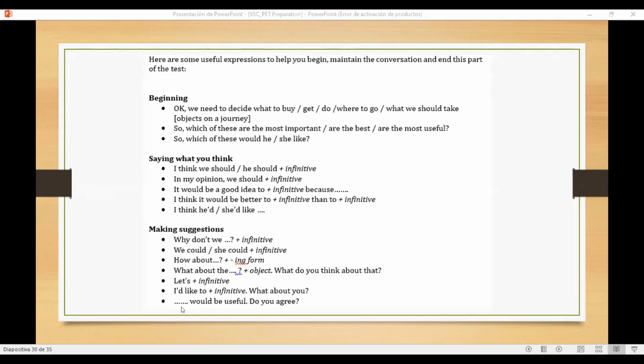Look at this, guys. Here we have some expressions we can use in order to start the conversation, to maybe say what we think, or to make any suggestions. Sí, acuérdense que estábamos dando sugerencias, ¿no? ¿Y qué les parece si seleccionamos esto o mejor esto? So we can use this kind of phrases. Podríamos utilizar cualquier tipo de estas frases, ¿no?